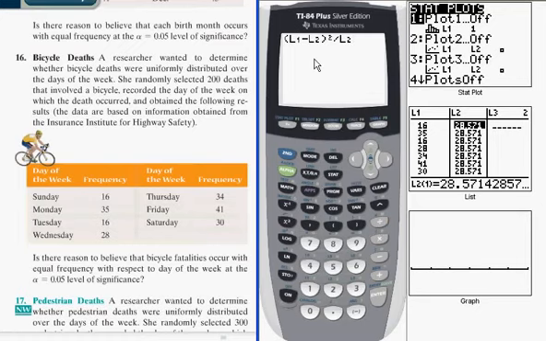Now when I do it this way, it's going to take each pair of data values and do this particular computation for them. So what's going to happen is I'll have 7 results, one result for each pair of values. And so I need to take those 7 results and store them into a third list. So I'm going to use L3. So that was the store key and then second L3. And now when I press enter, it does the computation for each pair of O and E values and puts the result into list L3.